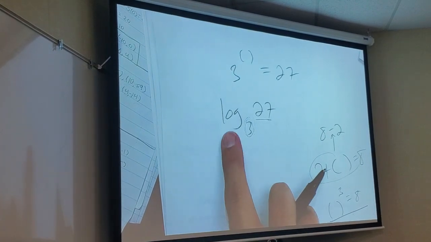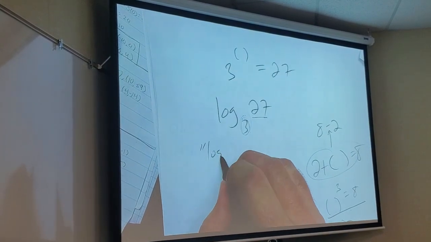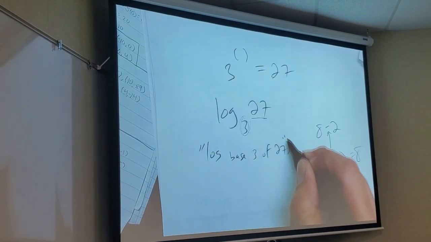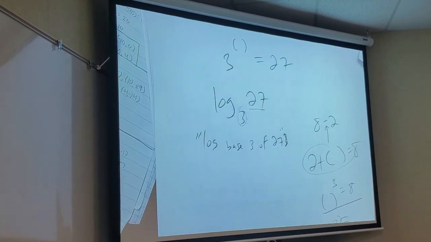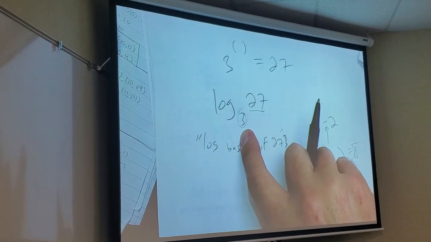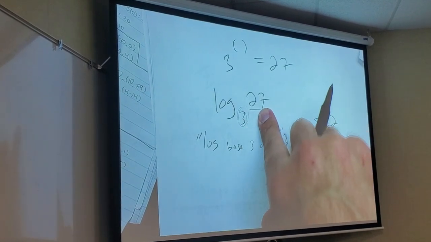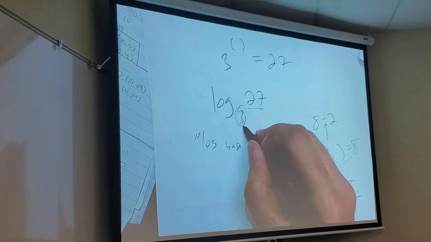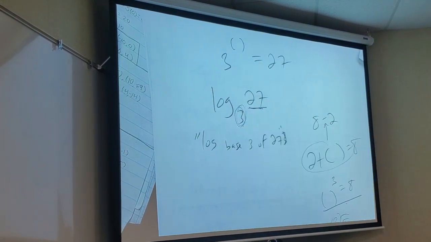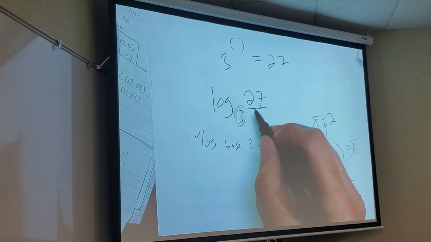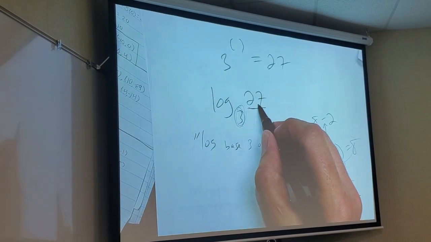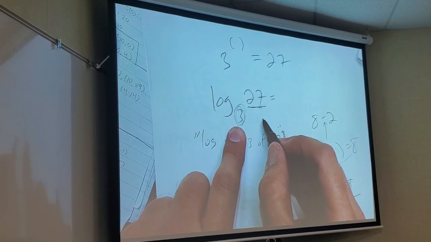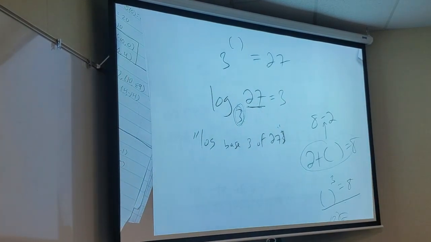One thing is, how do you read this? You read this as log base 3 of 27. The base is 3, and the answer is 27. So then you ask yourself, whenever you see a log question, what power does this need to become this? Or, how many of these multiply to be this? So what power does 3 need to become 27? 3.